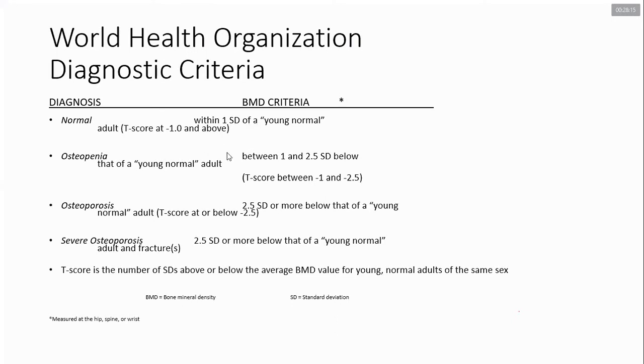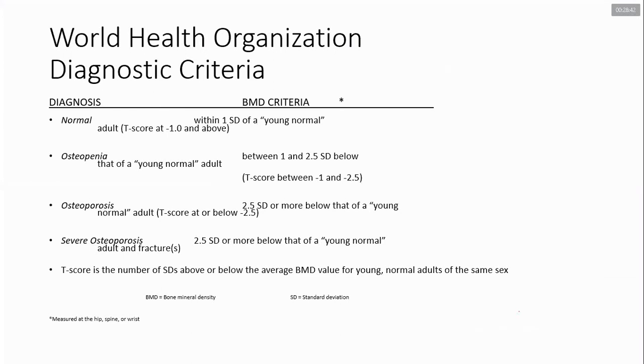Again, the same chart here. Normal is within one standard deviation of a young normal. T-score is basically you comparing your score with an ideal population. If you are comparing a male patient, you are comparing his bone quality with the bone quality of a young 35-year-old male. If it is a female, a young 35-year-old female.